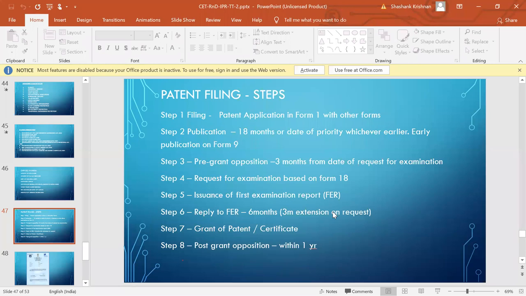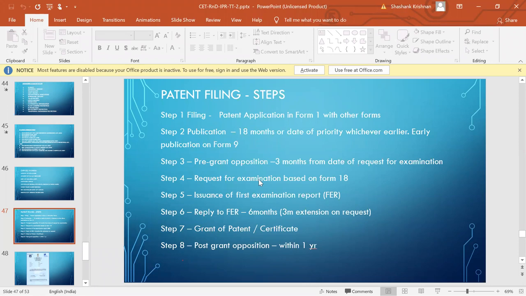Then what you can do is step 3, which is called pre-grant opposition. Before the patent is granted, within 3 months of the date of examination, you can raise an opposition to the patent office. That becomes a repository with them, a document available with them. So when you ask for examination of your patent, he will look at A, all the prior art available with regard to your patent, B, the publications or disclosures that have been made by different parties, and C, any opposition raised by any other party on their own with respect to your patent.